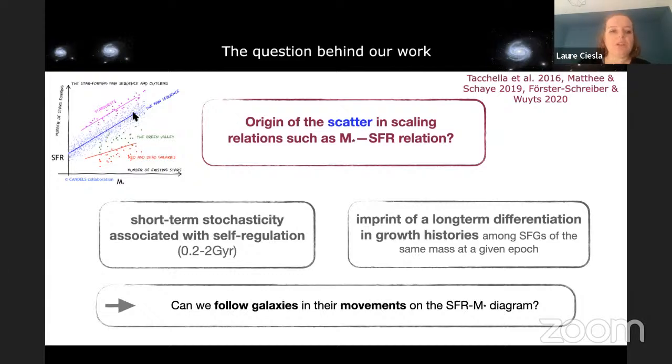So the main question that I would like to ask is, can we follow galaxies in their movement on the SFR-mass diagram? Can we have an idea of this galaxy here, where was it before, like a few hundred mega years ago? Was it in the starburst region? Was it still here on the main sequence? Did this galaxy go up from the passive one? It could be possible. So this is the type of question I would like to answer.